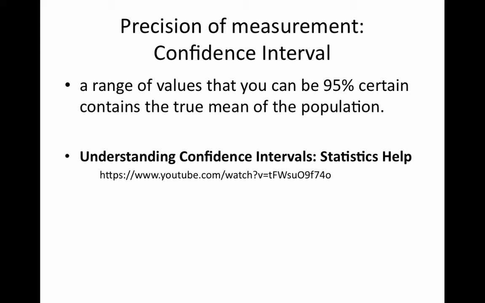The precision of measurement is a confidence interval, which is a range of values that you can be 95% certain contains the true mean of the population.